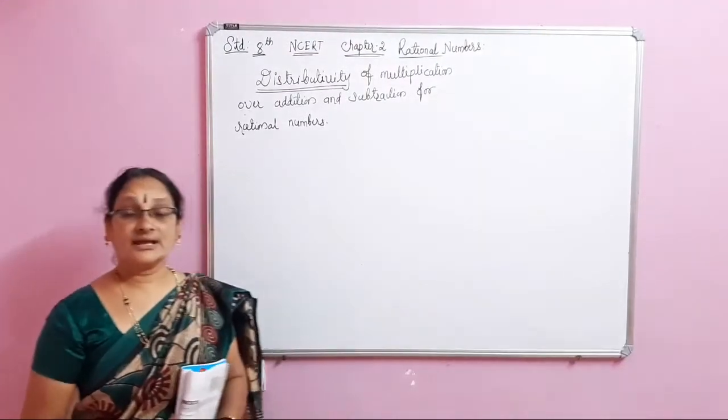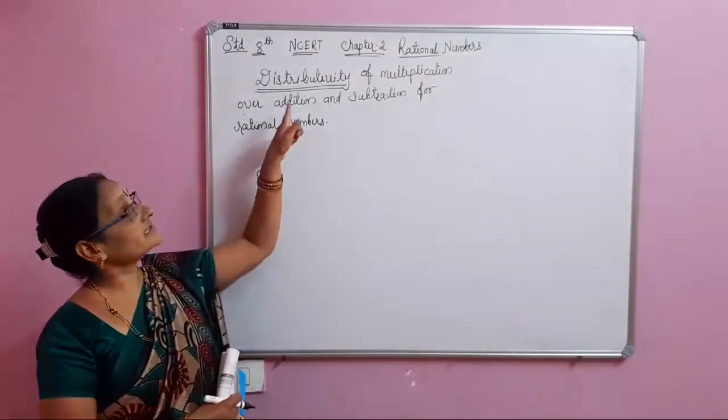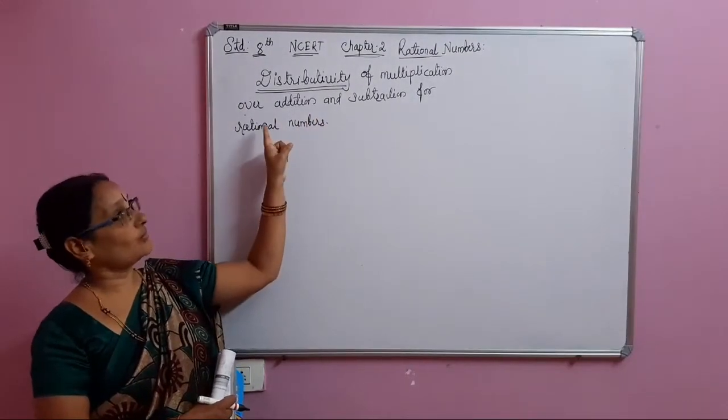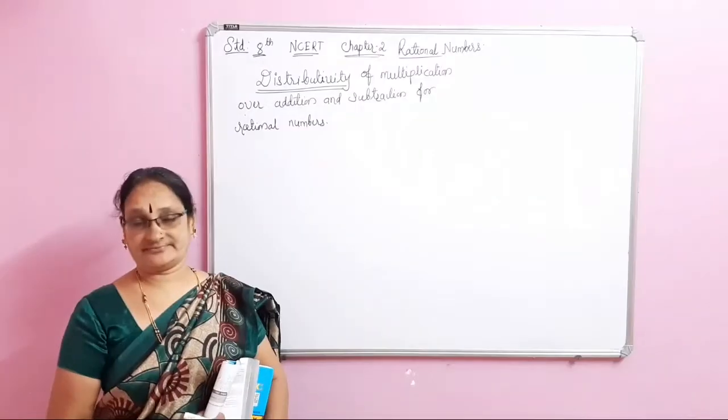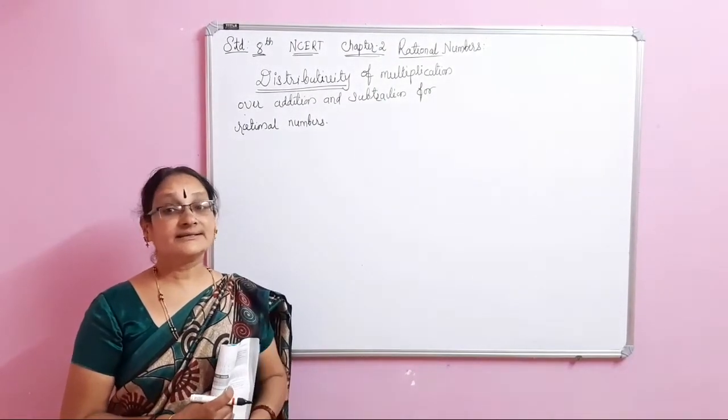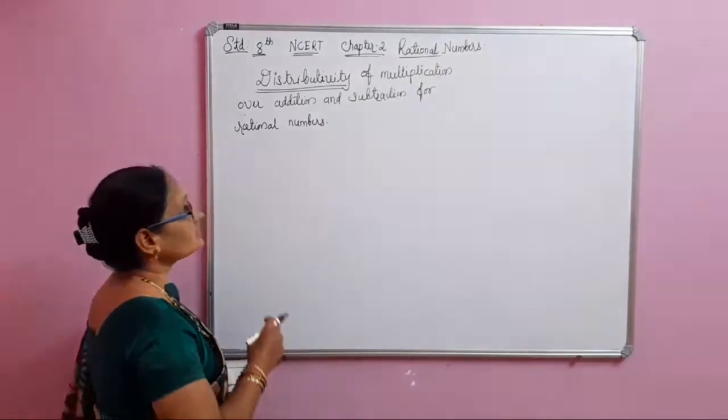Okay students, the last property is distributivity. Distributivity of multiplication over addition and subtraction. This is also very important. We will see now what that distributivity is. First, for whole numbers I will show you.